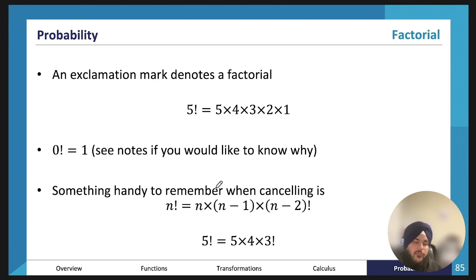So if you're confused about the symbol, the exclamation mark, it just is a factorial. What that means is, if it's 5 factorial, it's just 5 times 4 times 3 times 2 times 1. So it's basically multiplying that number by all the numbers that come below it, sequentially.